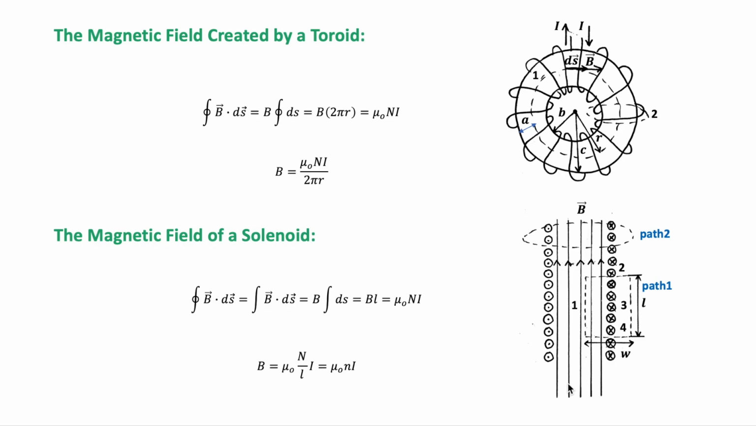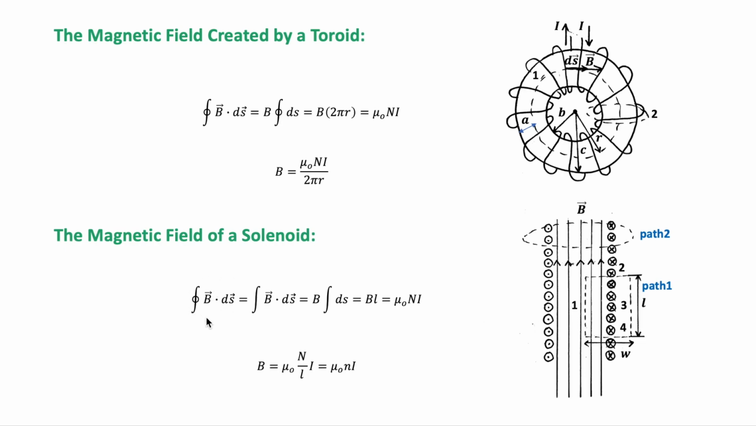Let's consider path 1, which is a rectangular loop of length L and width W. We see that the dot product B dot ds is 0 along side 3 here because the magnetic field lines are perpendicular to the path. Also for sides 2 and 4, the dot product B dot ds is also 0 because B is perpendicular to ds, both inside and outside of the solenoid. And for side 1, we have this integral.